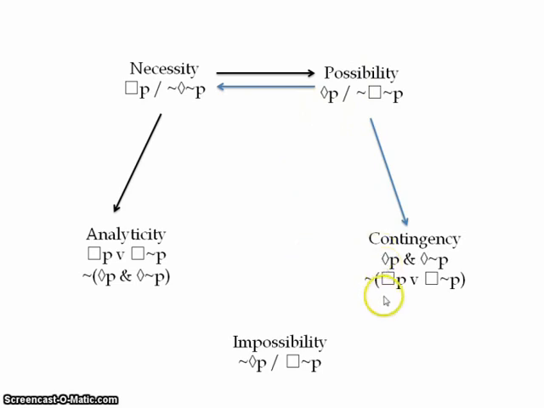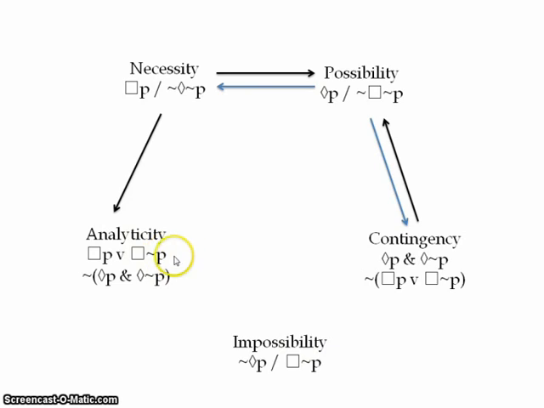Contingency clearly demands possibility, because you've got possibly P and possibly not P. That's how we're defining contingency. But it actually rules out everything else. If something is a necessary truth, then it can't be contingent. It clearly rules out analyticity. If something's impossible, then it can't be contingent.